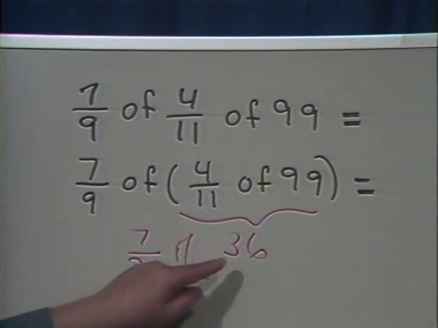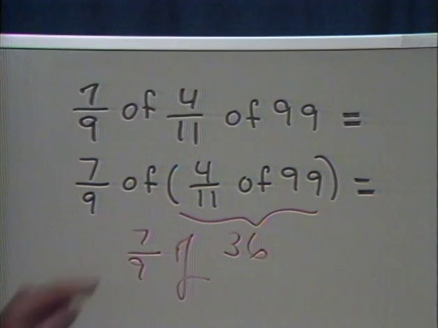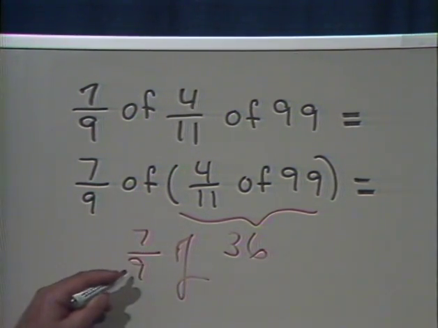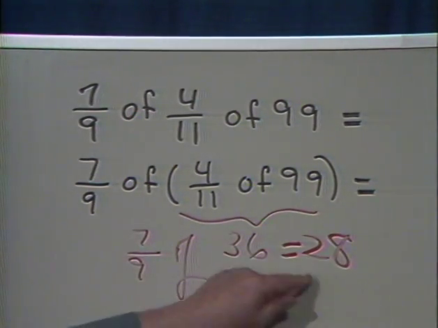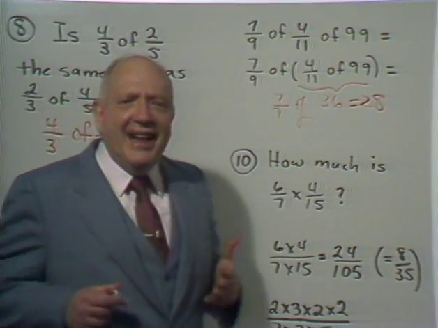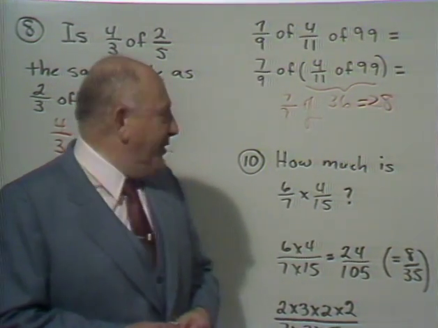Well, there are 4 bundles of 9 in 36. I'm taking out 7 from each bundle. Isn't that 28 altogether? 36 divided by 9 is 4, times 7 is 28. 28 out of how many? 28 out of 99. And how do you write that? 28/99.